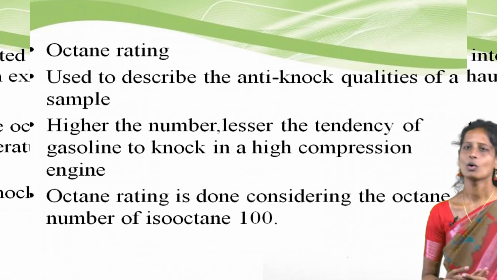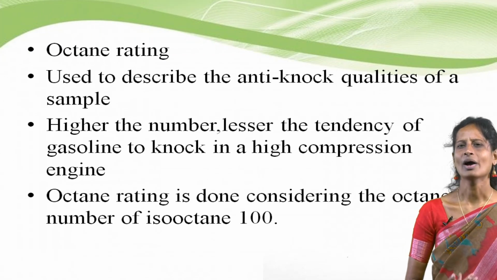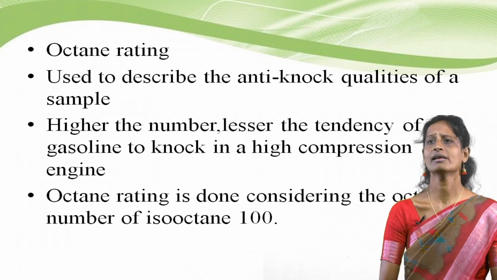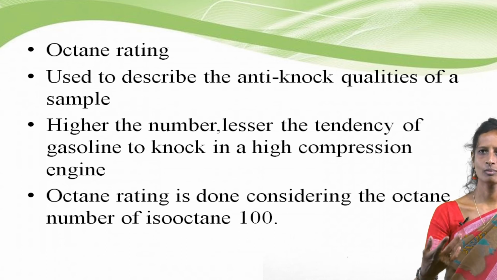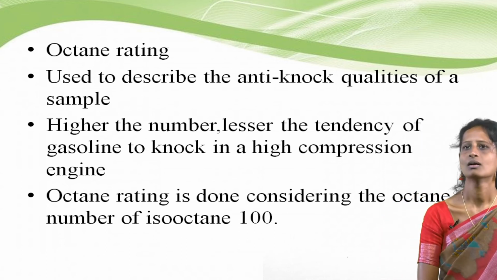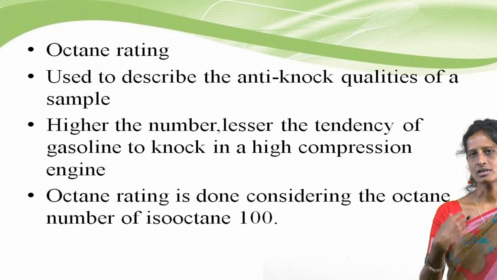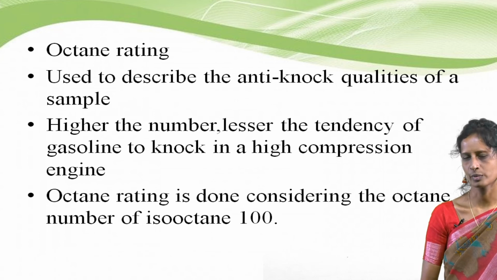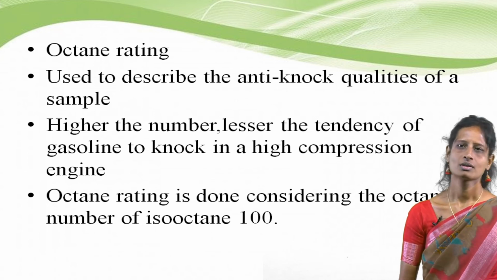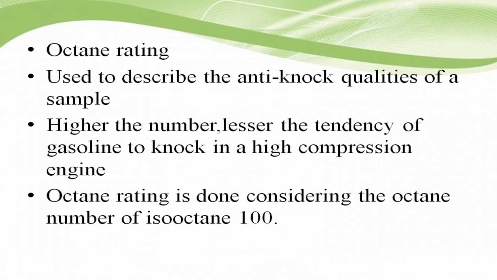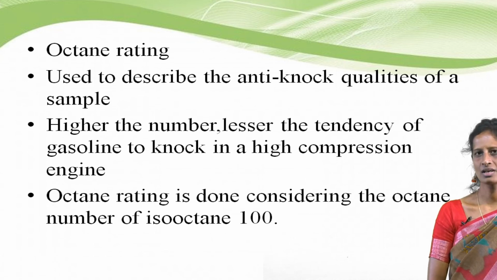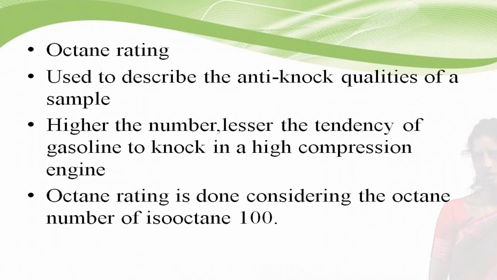Next, we see about octane rating. What is octane rating? Why is octane rating important in petroleum? It is used to describe the anti-knock qualities of a sample. We already saw anti-knocking agents, so further we have to see the octane rating. The main concept is that it describes the qualities of a sample, whether crude oil, gasoline, heavy oil, whatever it is. It describes the qualities of a particular sample.